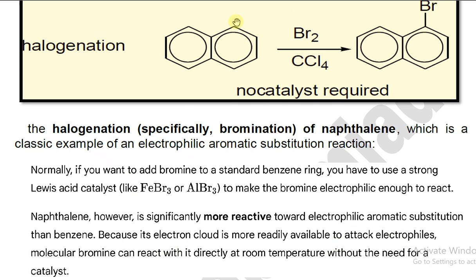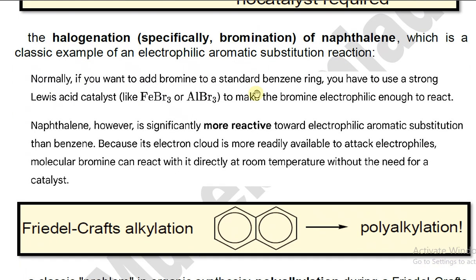That means in naphthalene, each aromatic ring activates the other. Both aromatic rings are activated and have high electron density, so it will react with bromine without a Lewis catalyst. We don't need a Lewis catalyst here.